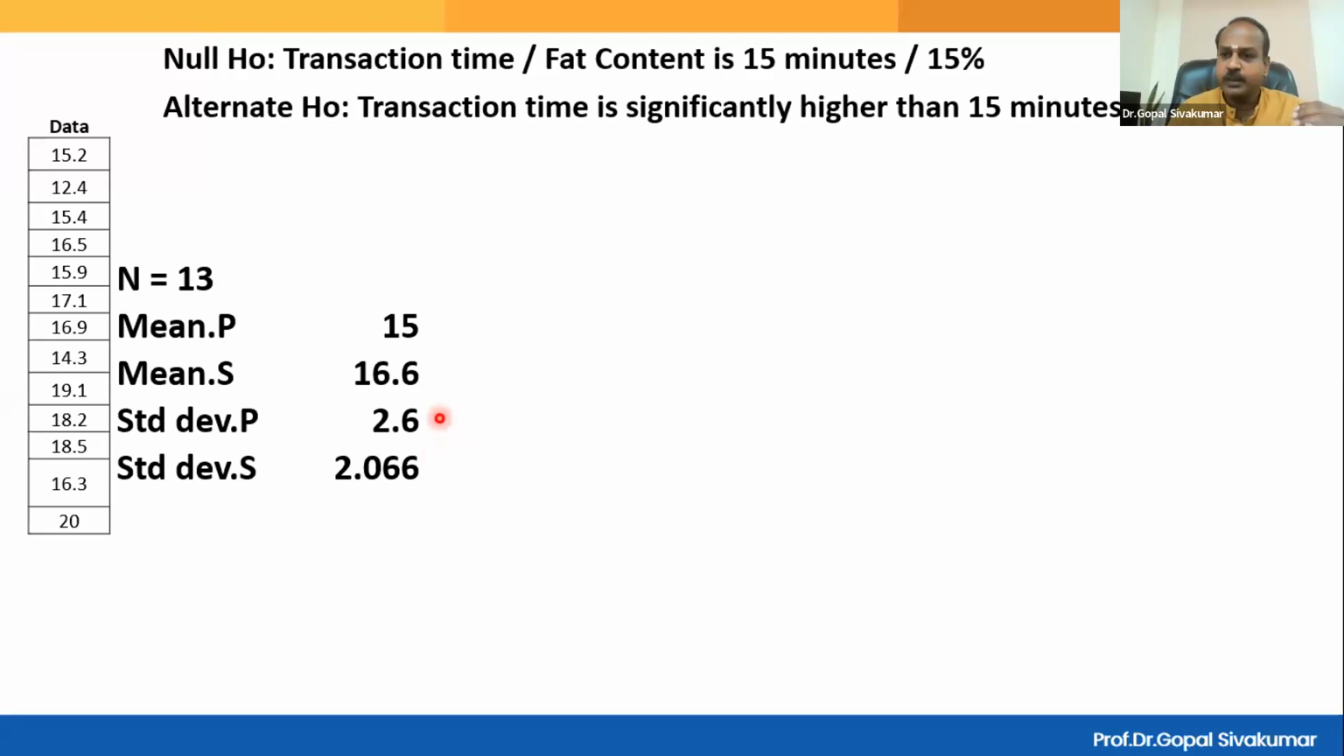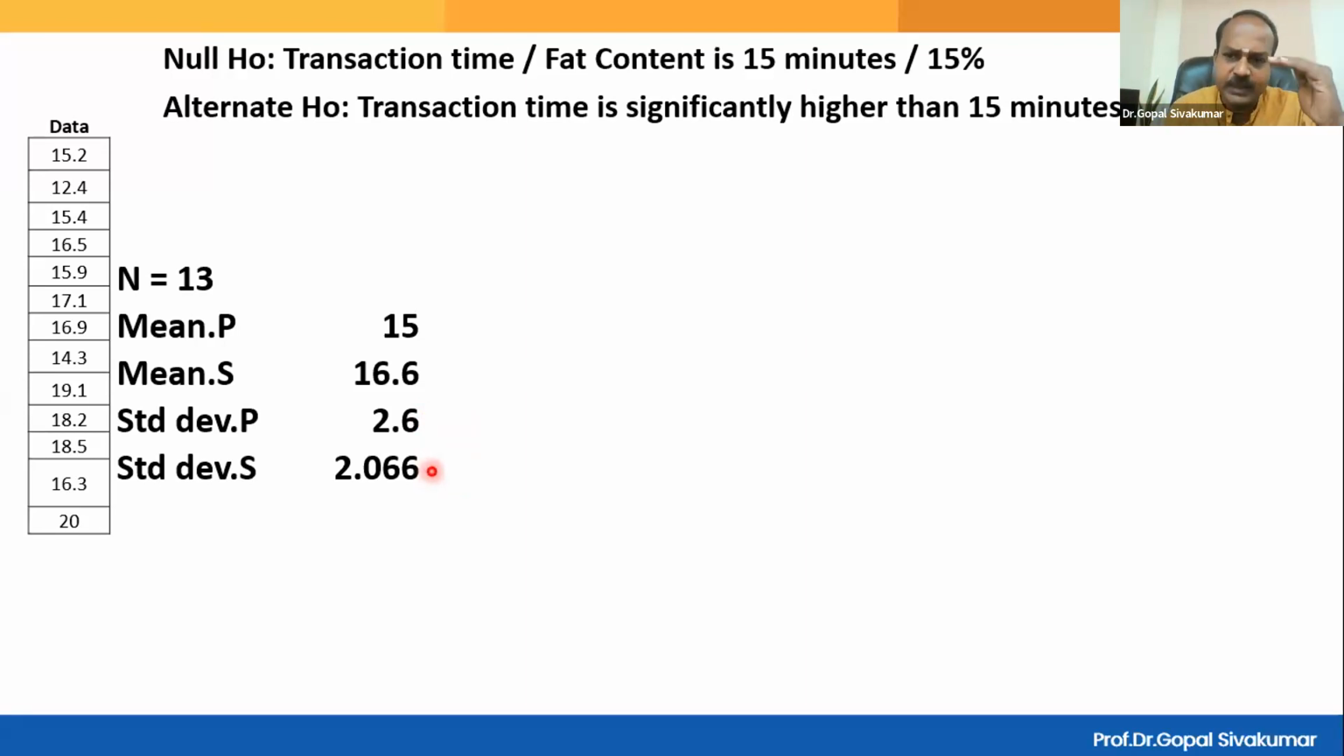If you use the population standard deviation, your test will be called a one sample Z test. If you use the sample standard deviation, then your test will be called a one sample T test. Now you understand the difference, right? Z test and T test. When will you go for Z test? When the population standard deviation is revealed to you, known to you. If it is unknown, you go for a one sample T test.